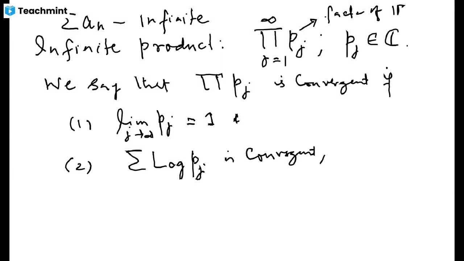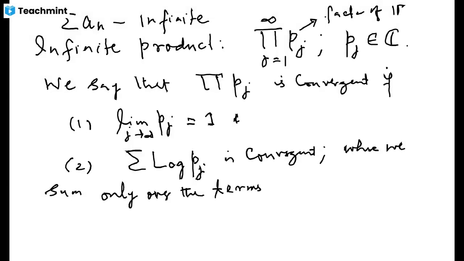So these are the two conditions required for an infinite product to be convergent. But we have to be very careful here, because if any one of pj is 0, then your log will not be defined. So let me write, we sum only over the terms for which pj is not equal to 0. For pj equal to 0, we do not consider that to be part of this sum.